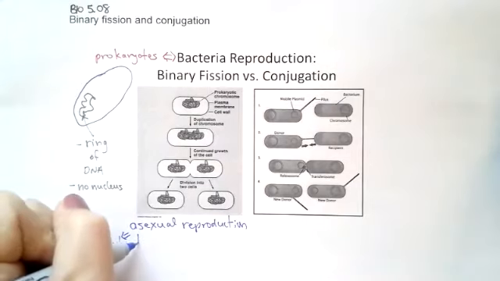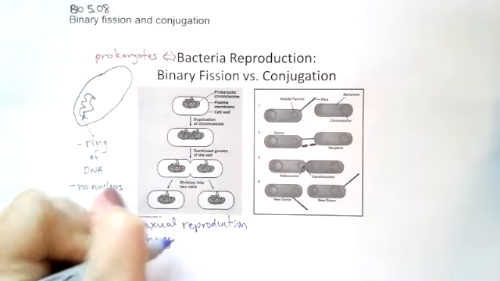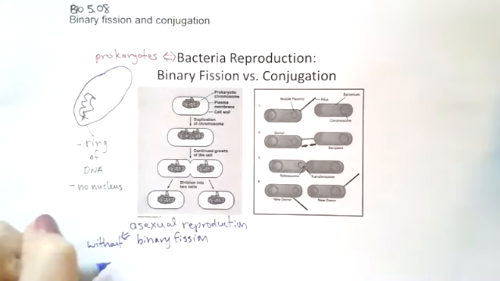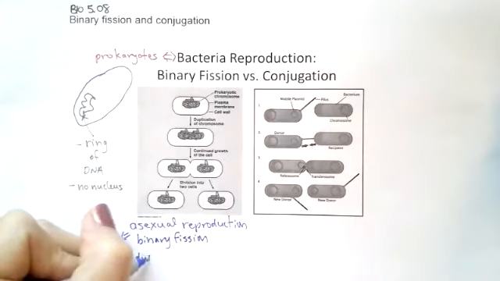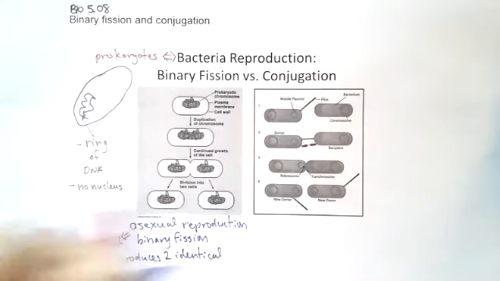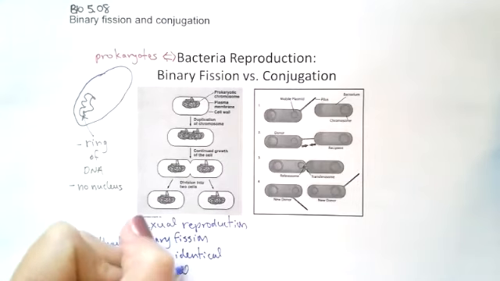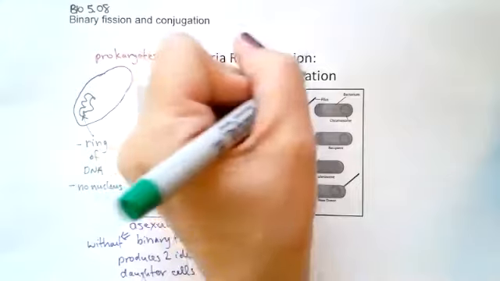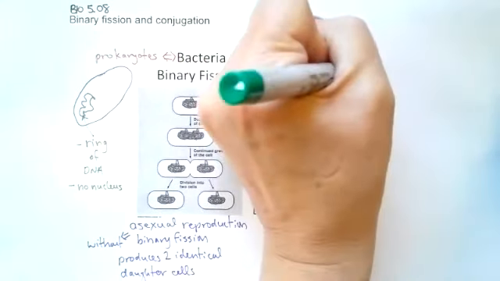Binary fission produces two identical daughter cells. So in that way, it's a lot like mitosis. But bacteria need change too. They need variation, and that's why they have conjugation. This is where their variation comes from.